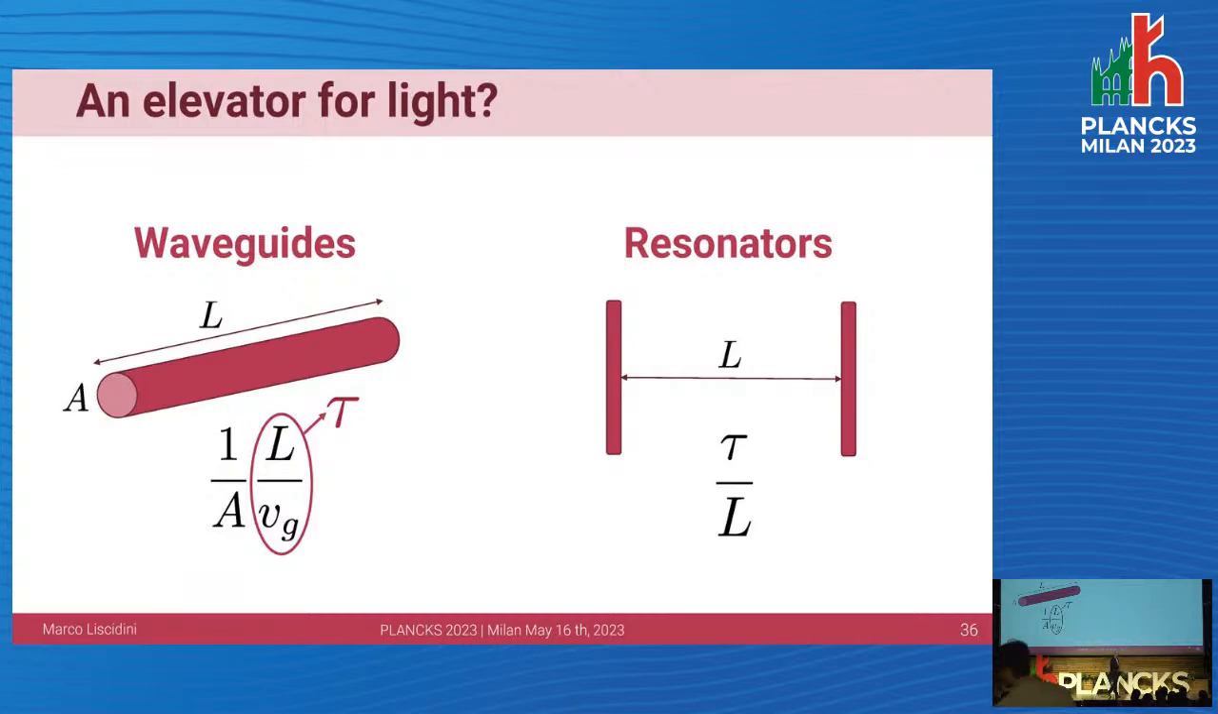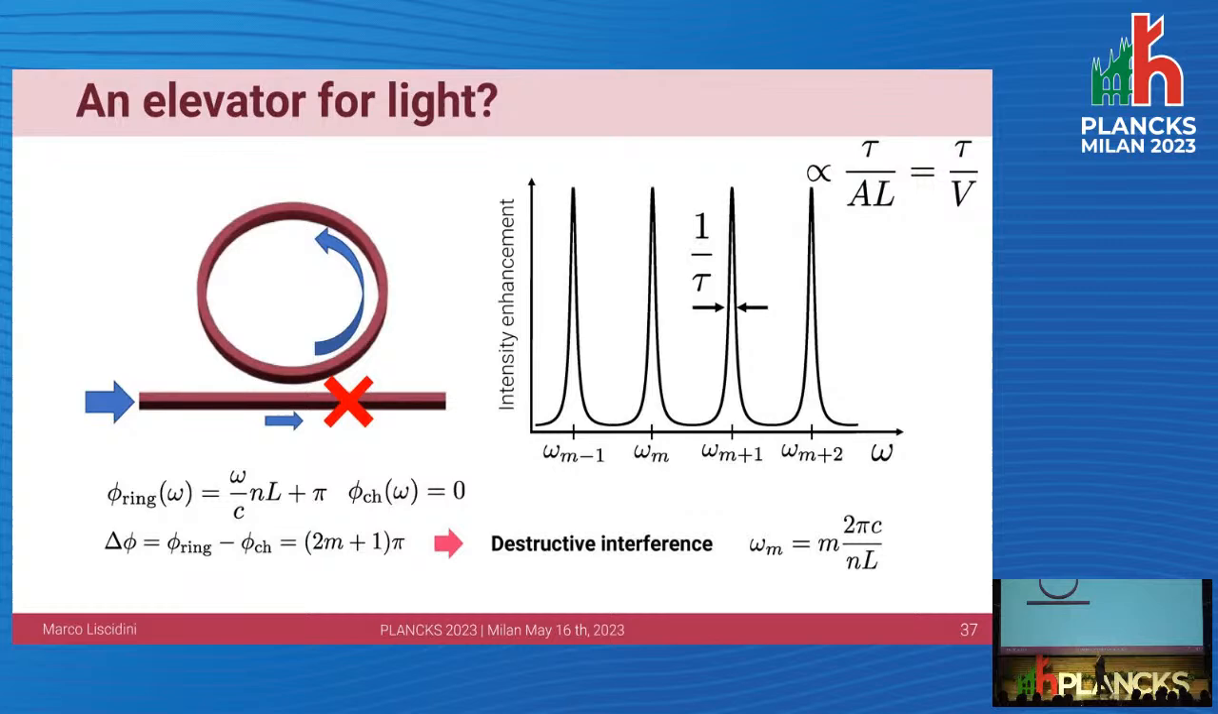But then there are resonators. Resonators are basically elevators, okay? I take mirrors and I trap light inside, for a certain time on a certain length. And the intensity of the field is in fact directly proportional to tau divided by L. We're going to talk about a particular kind of elevator, which is ring resonators. They wrote books about it, like you probably heard about Lord of the Rings, right? It's about a ring resonator.